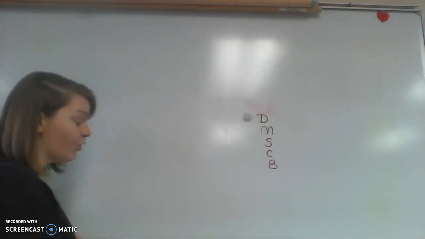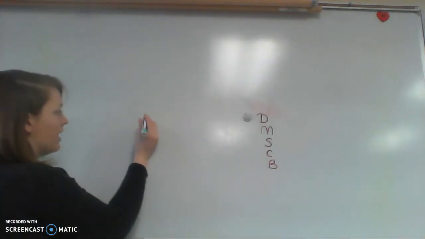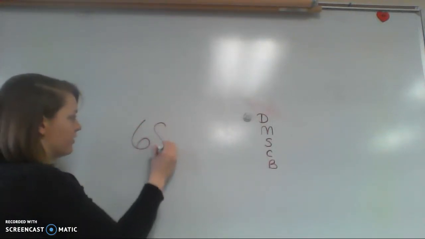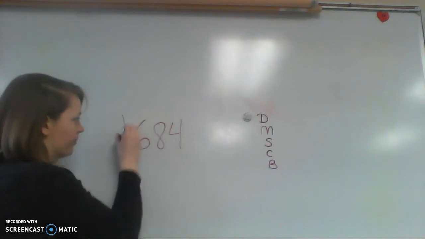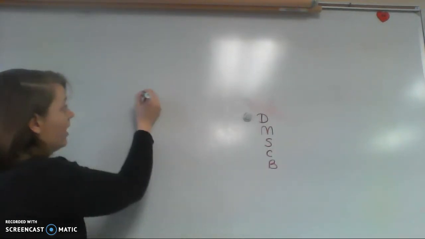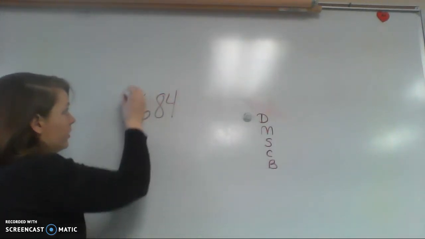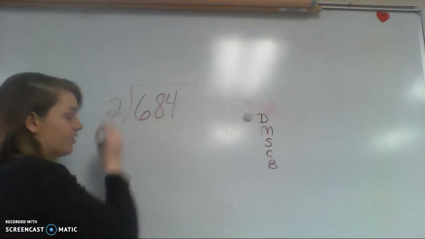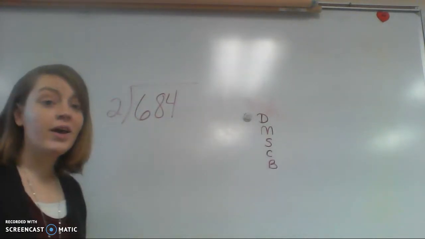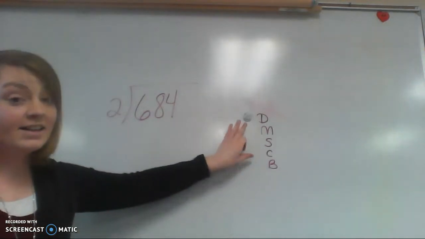All right, let's go ahead and get 3 digits in that dividend. Let's do 684 divided by 2. No, actually, I'm going to start that up a little higher because this is where it gets long, and I'm going to run out of room on my board. All right, 684 divided by 2. All right, here we go. It looks bigger. It is bigger, but it's still going to be the same exact steps, okay?